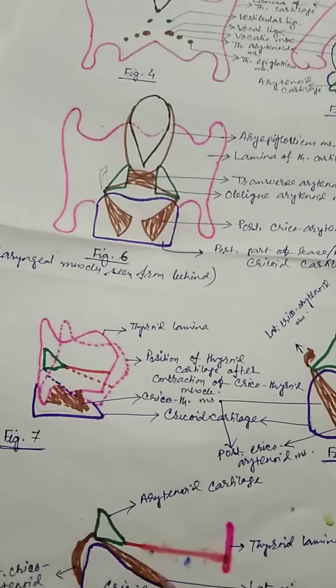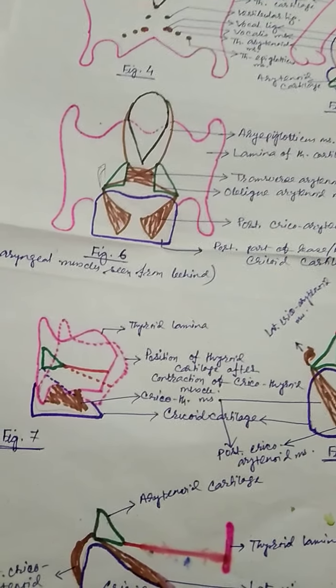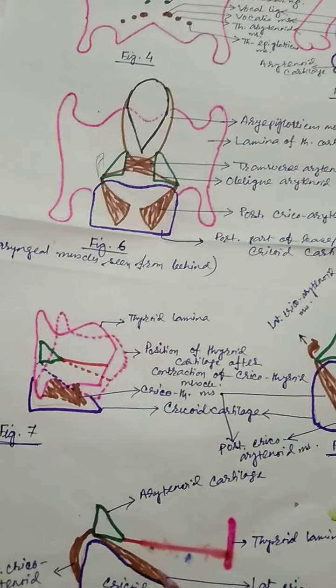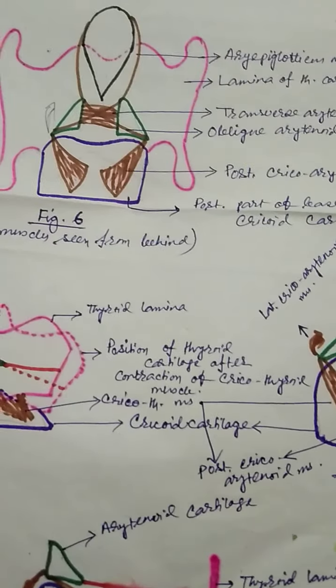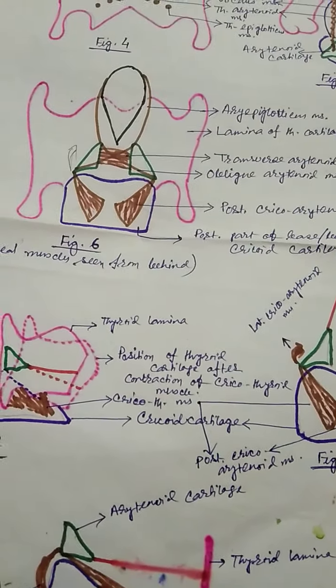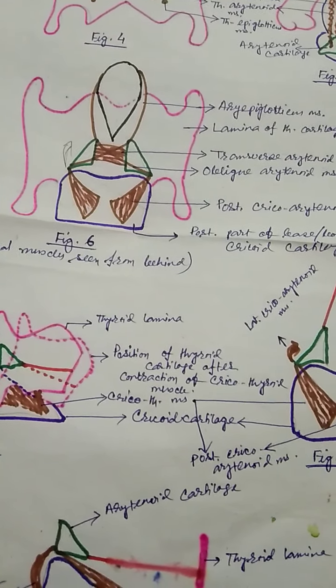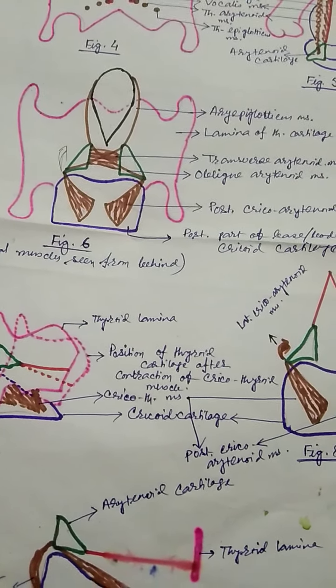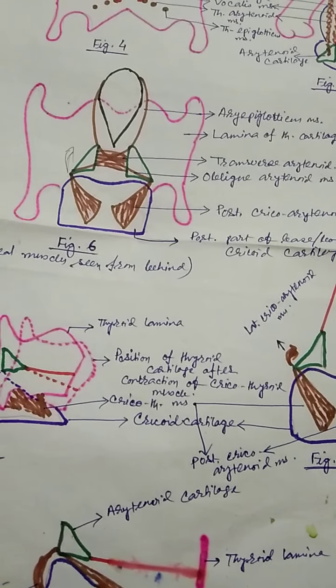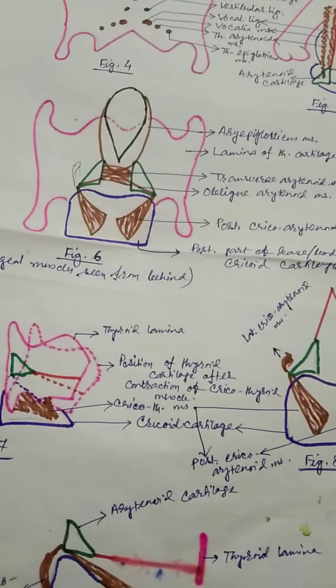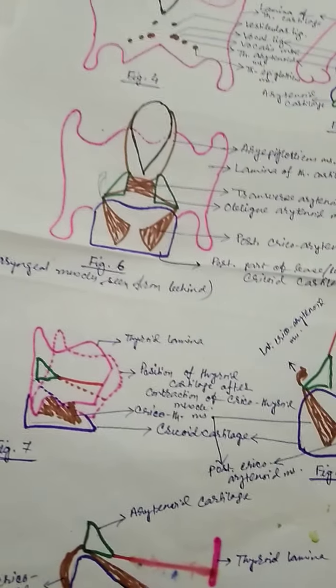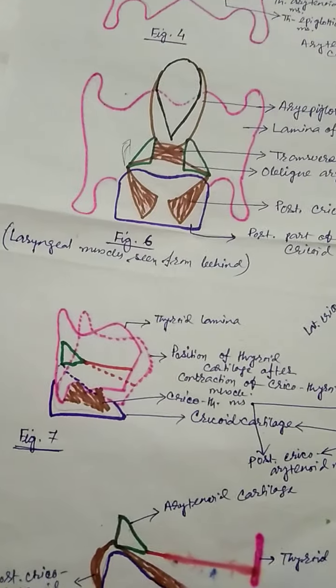So, today's topic is the movements of the laryngeal cartilages, by which the movement is produced within the vocal fold to produce the voice, as well as what is required for inspiration and expression. Okay. Now, what are the movements?